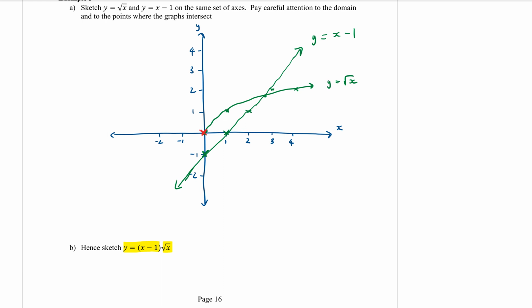Let's move along to where x equals 1. We have one graph at 0 and the other at 1. 0 times 1 is 0 again. Now that does not mean there's a horizontal line joining those two crosses up. What would be happening in between?